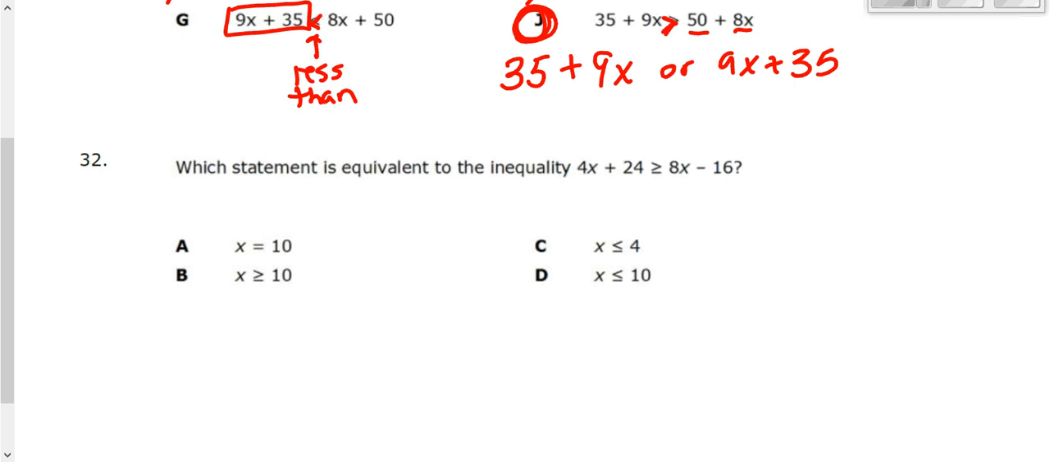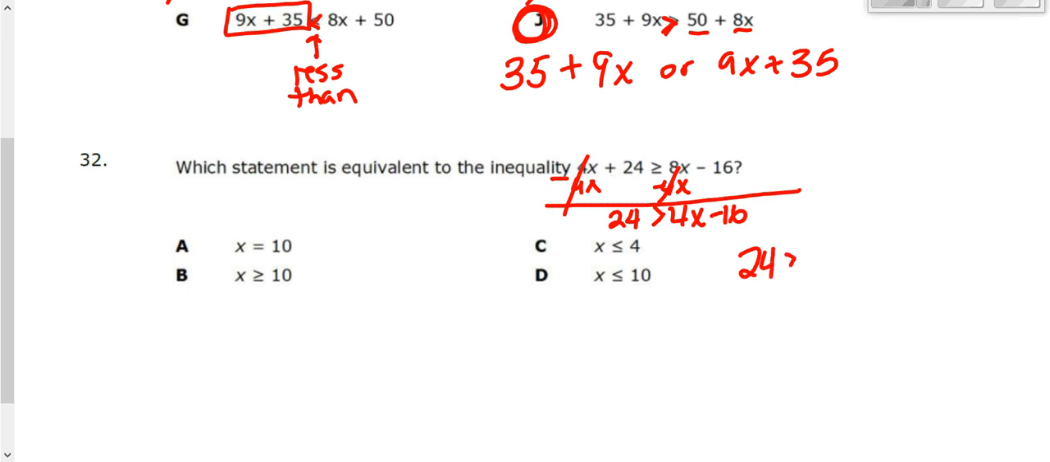Okay, number 32, which statement is equivalent to the inequality 4x plus 24 is greater than or equal to 8x minus 16? So remember, we solve inequalities the same as equations, except for the rule of flipping the sign if we multiply or divide by a negative. So 4x plus 24, I can see I have a 4x on both sides, so I could actually just take away the 4x from both sides, leaving me with 4x minus 16. And the 24 is greater than 4x minus 16.